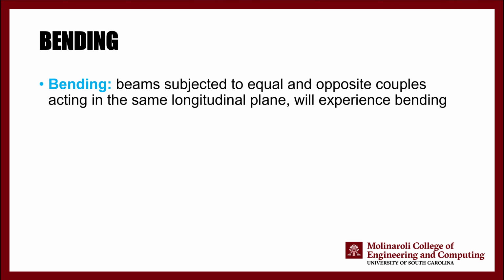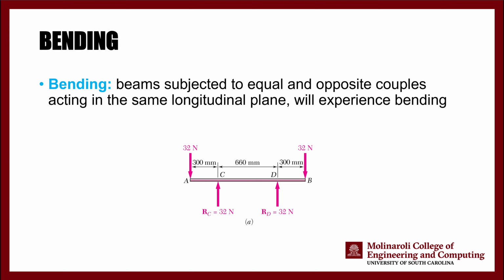So what is bending? Whenever a beam is subjected to an equal and opposite couple that is acting in the same longitudinal plane, that specific beam will experience bending. So we need to have a couple, and the couples need to act in the same longitudinal plane. We will experience bending. An example of a bending couple is like this. So you can see we have 32 Newton forces exerted on A and B, and on C and D we have two supports that are holding this beam. This will create a bending moment like this.